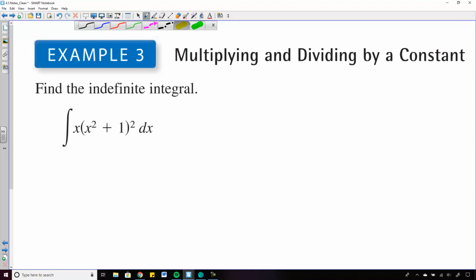Do you know what we're going to have to do differently? We're going to have to multiply and divide by a constant. You're not going to see that you're multiplying and dividing by a constant necessarily, but I'll show you. We'll see. So let's go to this and let's pick our u.